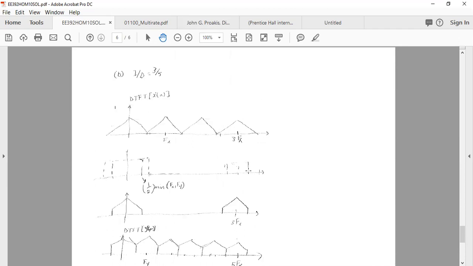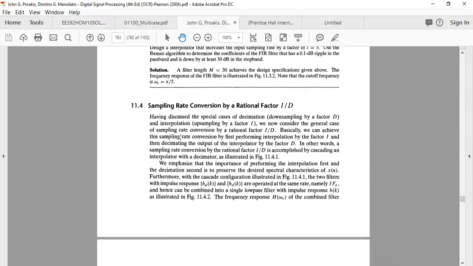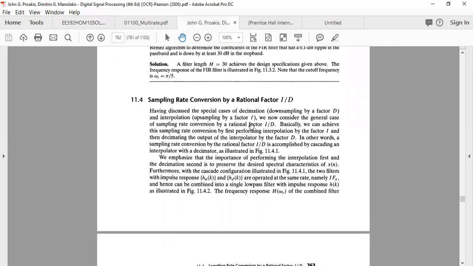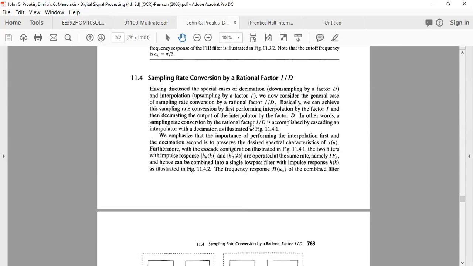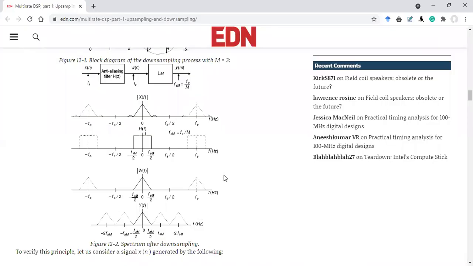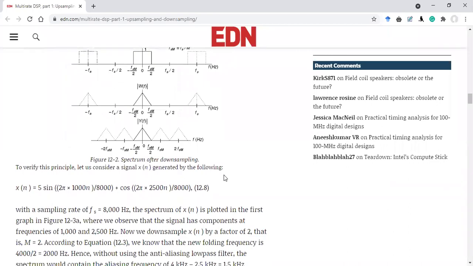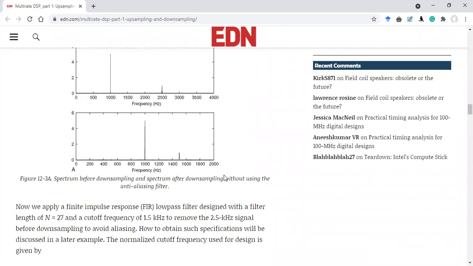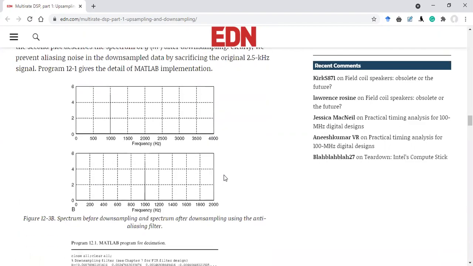Again, if you still have trouble understanding this, please read your textbook, chapter 11.4, Sampling rate conversion by a rational factor. That is in section 11.4 of your textbook. And you can also check this website. I would recommend this website for a better understanding of how we represent it in terms of a normalized frequency. So this website is another recommendation. Okay, so you can understand about upsampling and downsampling and how it works, right?